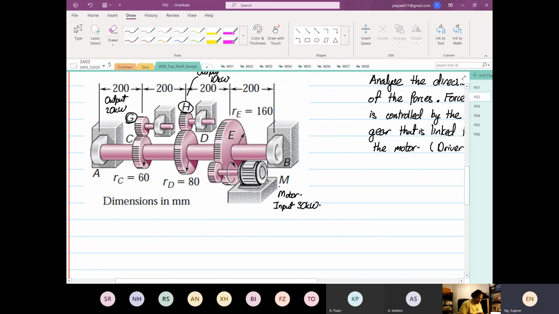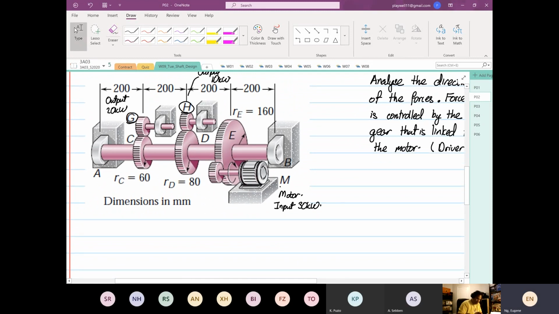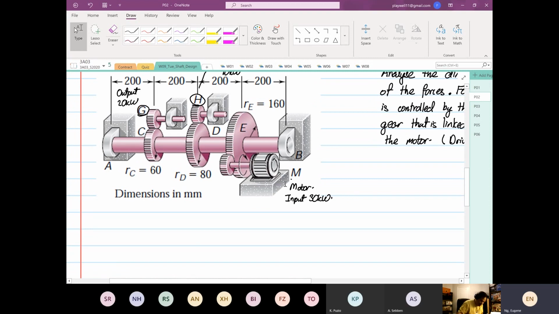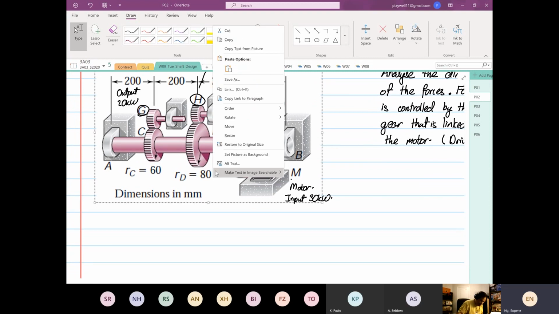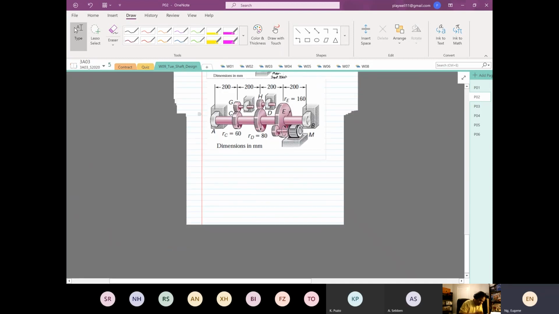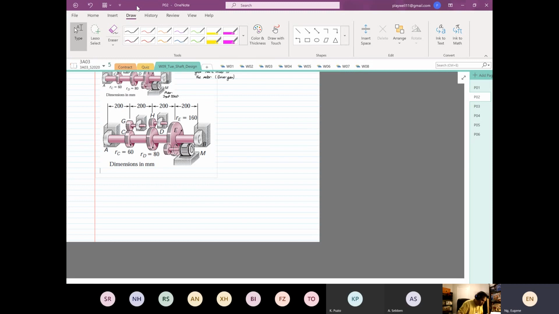Now the first thing I want you to look at is this diagram over here. I want you to watch the direction of the motor. So I'm going to copy this diagram again. Oh, it's doing weird things. Hold on.